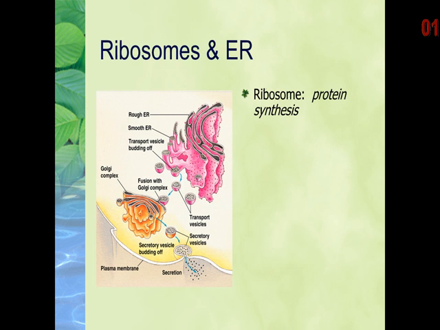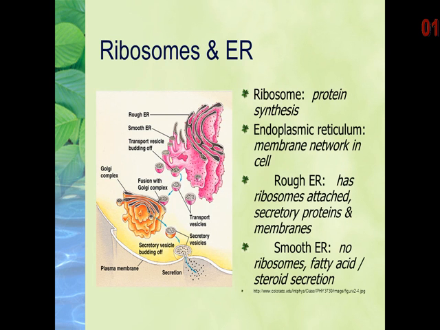The ribosomes and endoplasmic reticulum play an important role in protein synthesis in the cell. The ribosome is the organelle associated with protein synthesis. The endoplasmic reticulum is a membrane network within the cell that comes in two variations. The rough ER, or endoplasmic reticulum, has ribosomes attached to it. These are used for making secretory proteins in membranes. The smooth ER does not have ribosomes attached to it. It functions more in making fatty acids and steroid secretions.